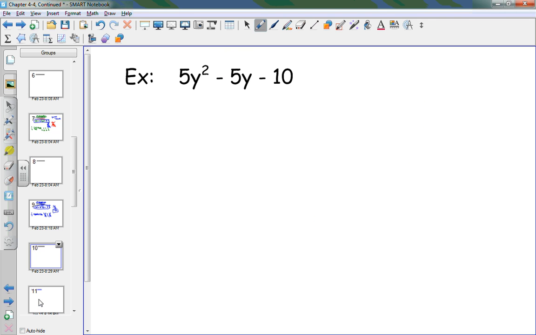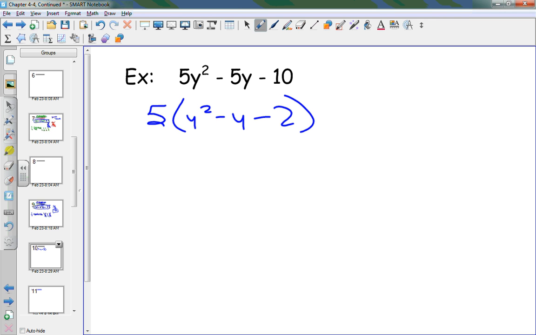Okay, let's do it again. Step 1, what am I looking for? GCF. Do I have a GCF? What's my smallest number up there? Are they all divisible by 5? Yes, so I need to yank out a 5. Whenever I yank out a 5 or go fishing, what operation am I using? Division. So what's 5y squared divided by 5? Y squared. What's 5y divided by 5? Y. And what's negative 10 divided by 5? 2. So now, does that look easier already?